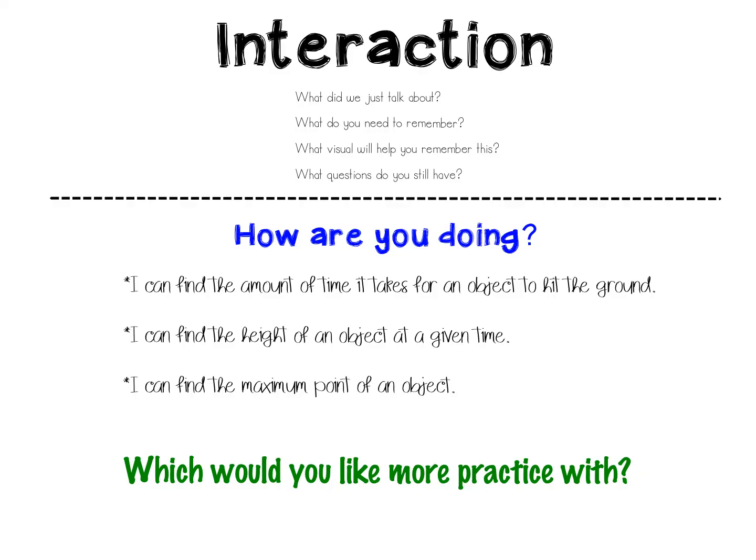And I'd like you to rate yourself on these 3 main objectives under our big objective of working with quadratics. So can you find the amount of time it takes for an object to hit the ground? Can you find the height of an object at a given time? And can you work with the maximum or the vertex? So identify which one of those 3 you feel the most confident and the least confident, and then we will talk about those tomorrow in class, so your CSG group will be based on that.